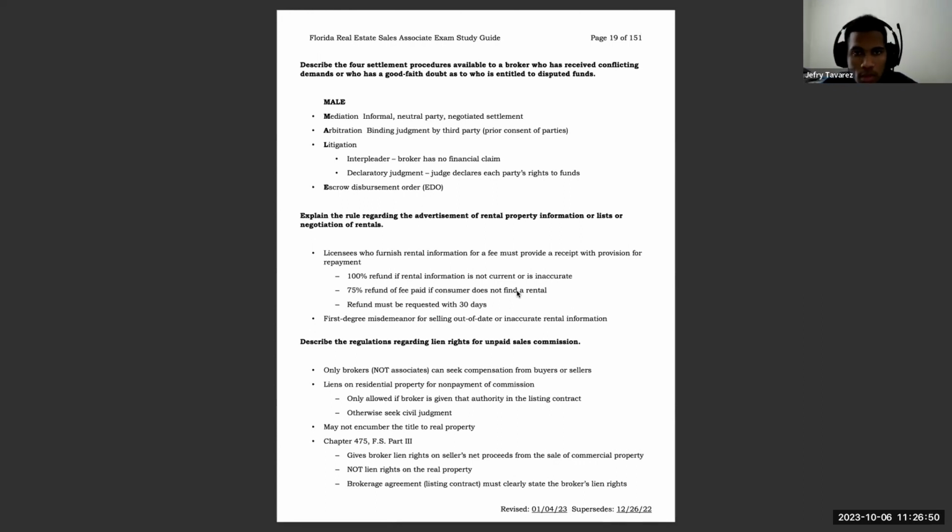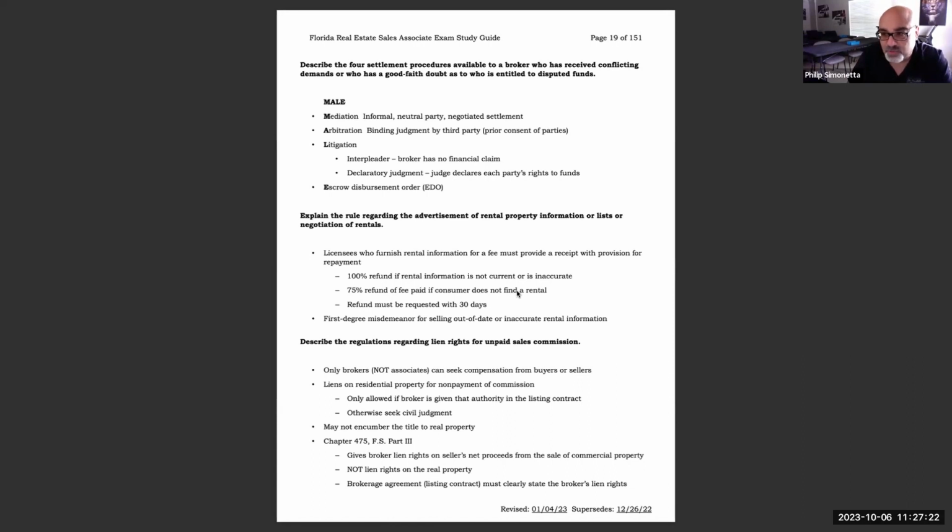Question. When it comes to these settlement procedures, is that something that is specified in the sales contract way prior to the issue arising? It's actually in the contract. Yeah, it's actually in the contract. Yep. Gotcha. The settlement procedure is actually in the contract. The contract has information about it. Now, they can choose what they want to do. Now, this only happens when the broker is holding the escrow.